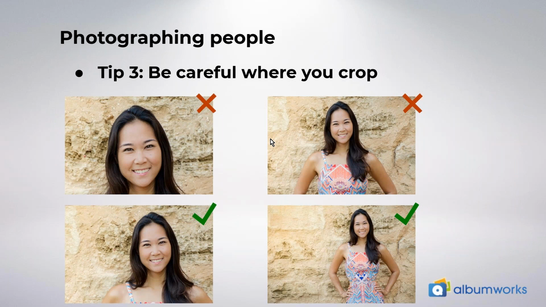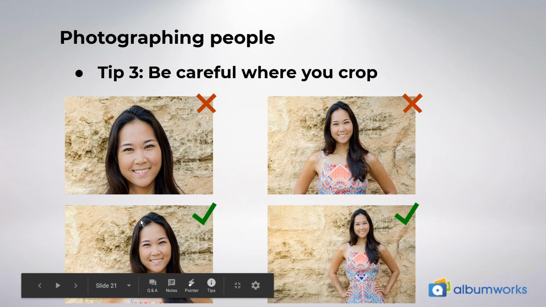The third tip is to be careful where you crop your photo. Where a person's body is cropped can sometimes have a negative effect. It's a general rule of thumb to never crop a person at the neckline. This can make them look like a floating head, as you can see on the left. It's better to include a little bit of their shoulders in the photo, as in the one on the bottom left.